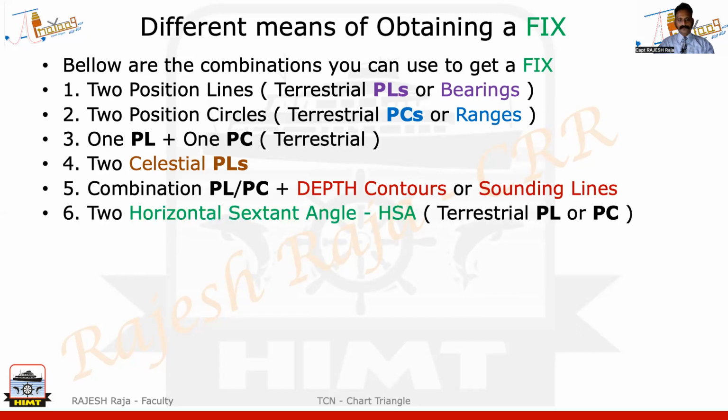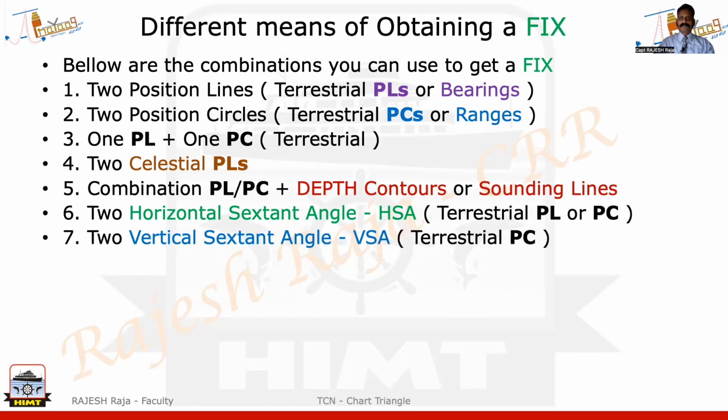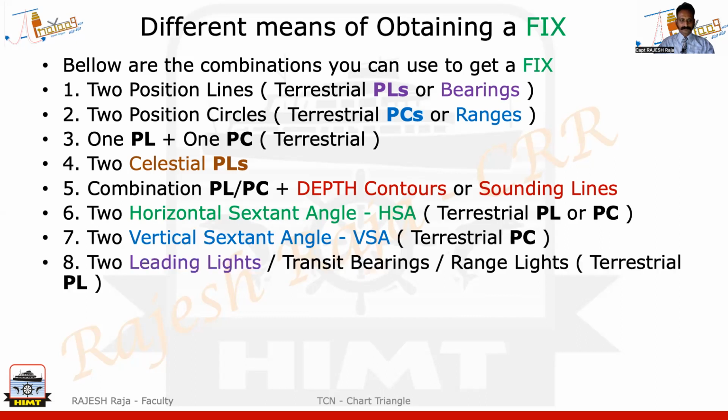I can use a combination of PL or a PC with depth contours, sounding lines, or you can do spot soundings also. Now, there's a method called horizontal sextant angle. That method will give me either a position line or a position circle, depending on the case. Vertical sextant angle is a method where I'll get a position circle, which means a range. I can use leading lights. So when I use leading lights, which is called transit bearing also, and in the US they call it range lights also, I can get a position line.